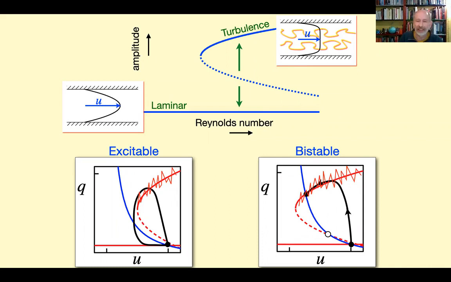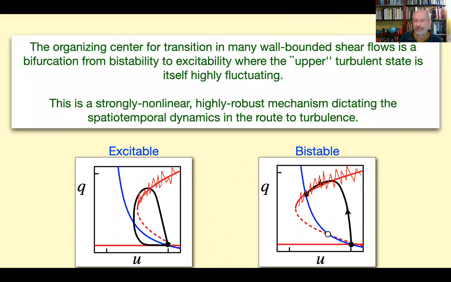Then when you add fluctuations to that picture, you gain the essential organizing center for the transition in many wall-bounded shear flows. Fundamentally, it's a transition between this bistable state and this excitable state where the upper branch is turbulent. That is the key thing. And again, I've said this several times, but I want to say it again: this is a strongly nonlinear mechanism. If there's a small parameter in the system, it is the sharpness of the interfaces, not the closeness of laminar flow to turbulent. For all parameters we care about here, you have a strongly nonlinear system, okay?